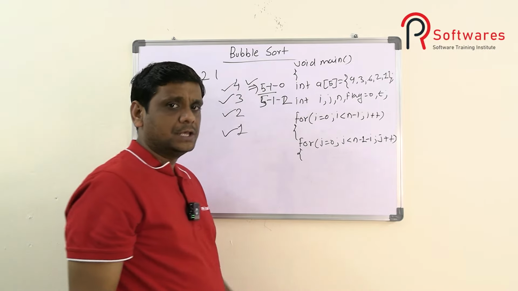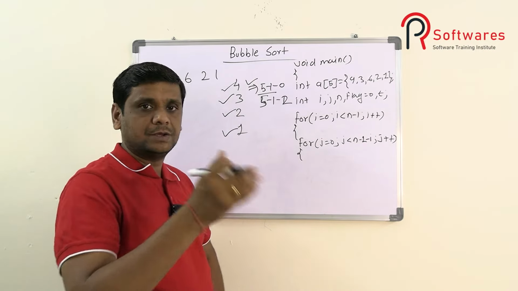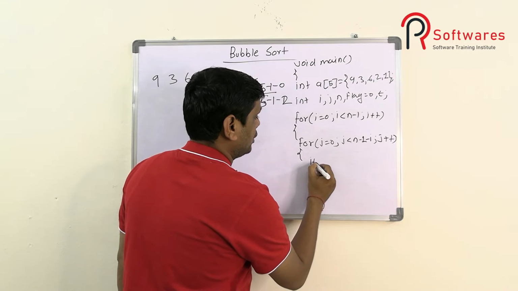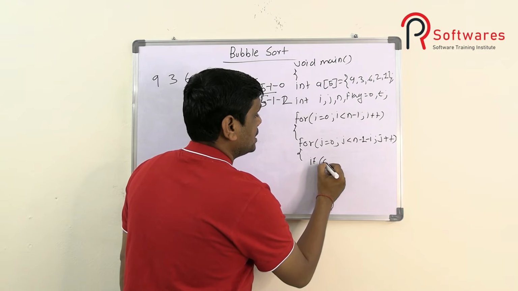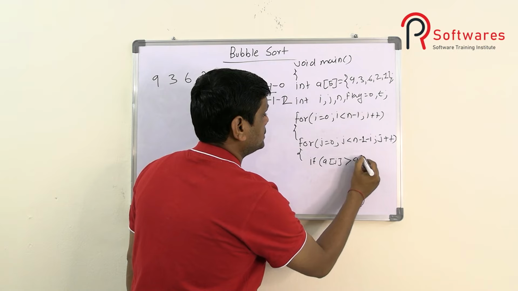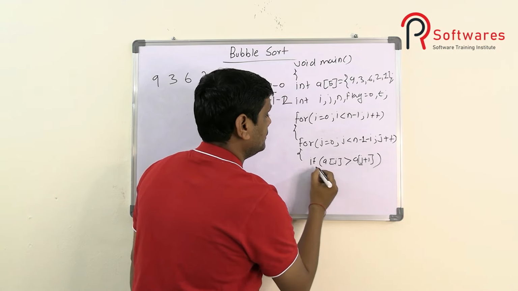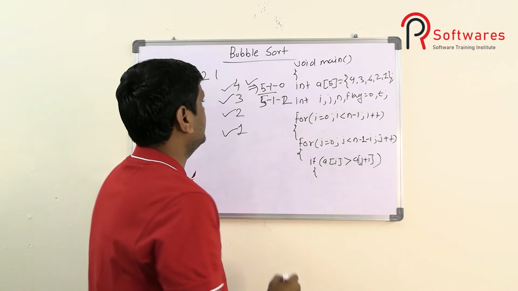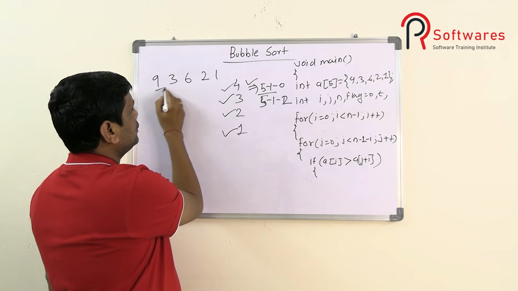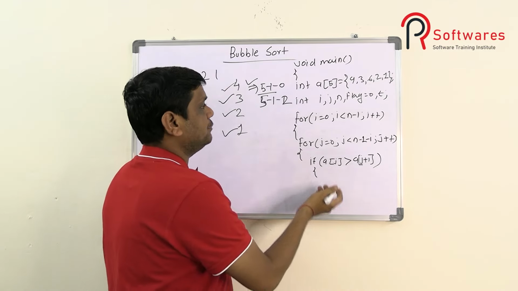I hope it is very clear. If you are having any doubts, don't worry. When I explain in a complete step, you will get more clarity about that. Okay. Next, the first condition we need to check here is a of j greater than a of j plus 1. Meaning, first I will check the first value with the second value, a of j, meaning a of 0, with a of j plus 1. If this condition is satisfied, we need to what?